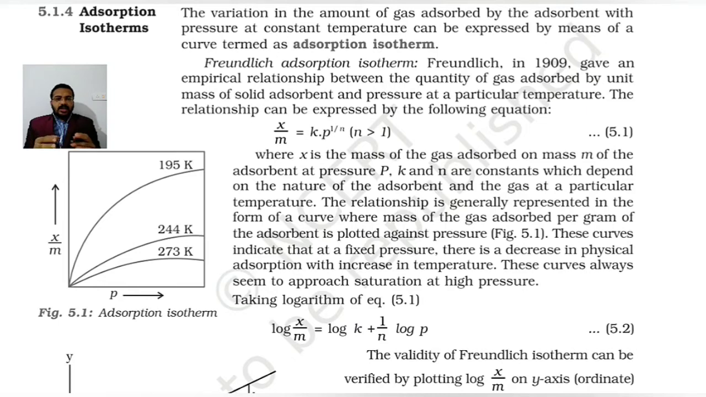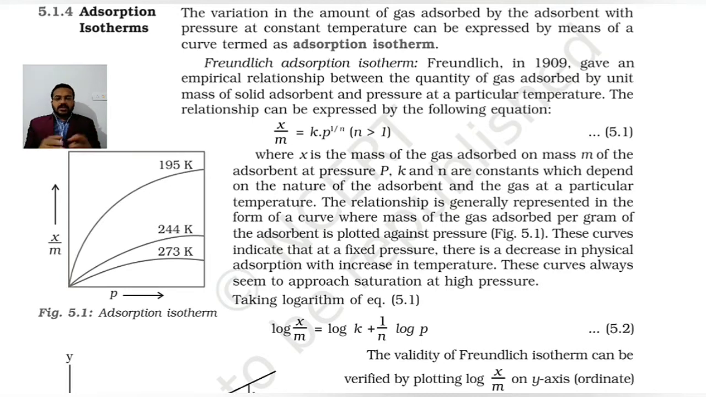Freundlich in 1909 gave an empirical relationship between quantity of gas adsorbed by unit mass of a solid adsorbent and pressure at a particular temperature. The relationship can be expressed by the following equation. The equation is x/m = kp^(1/n), where x is the mass of the gas adsorbed and m is the mass of the adsorbent, p is the pressure, and k and n are constants which depend upon the nature of the adsorbent and gas at a particular temperature.